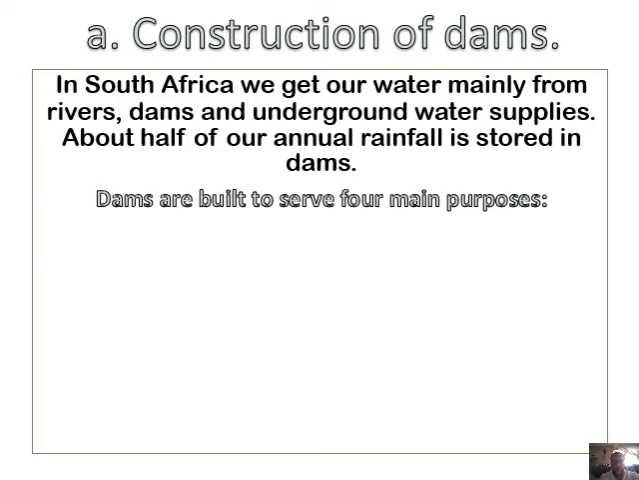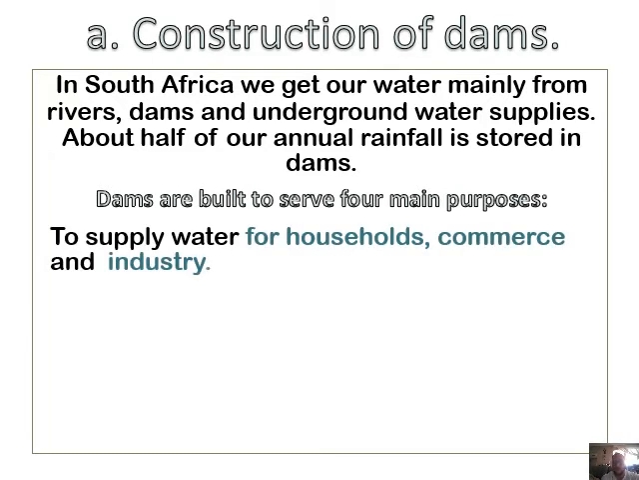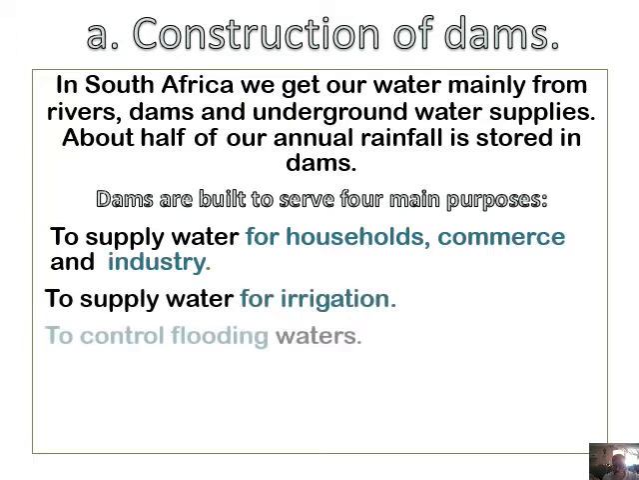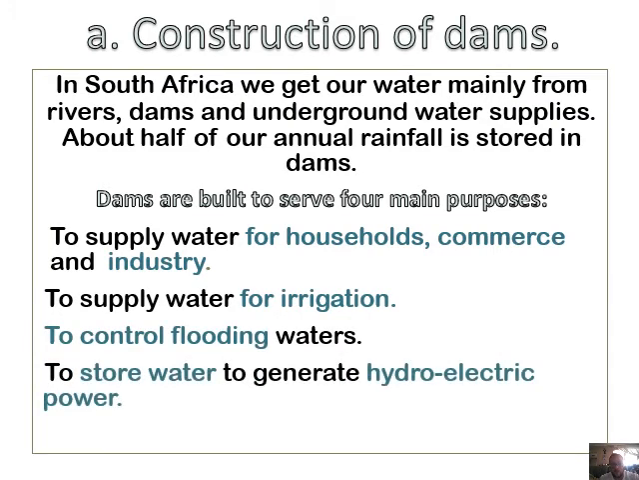Dams are built to serve four main purposes: to supply water for households, commerce, and industry, to supply water for irrigation, to control floodwaters, and to store and generate hydroelectric power. Okay, so I need you to know a minimum of two of these, please. You need to know 50% of this. Pick one, and the supply of water for two different things is actually quite important.